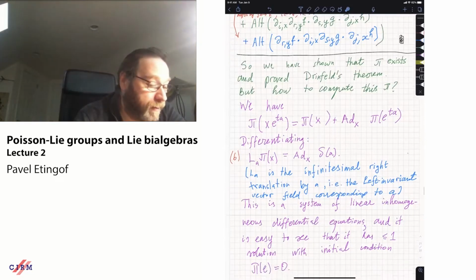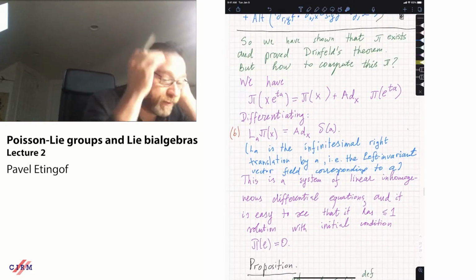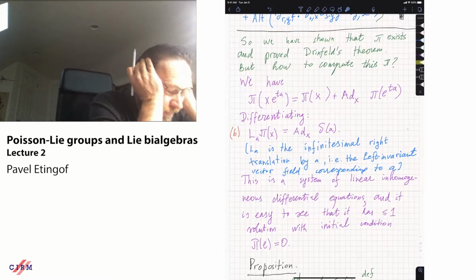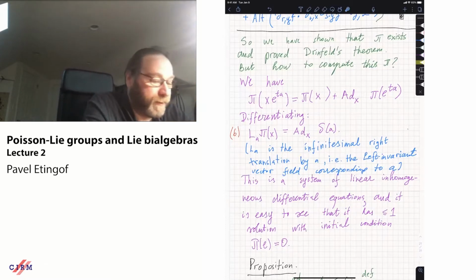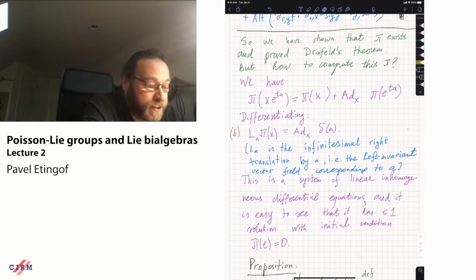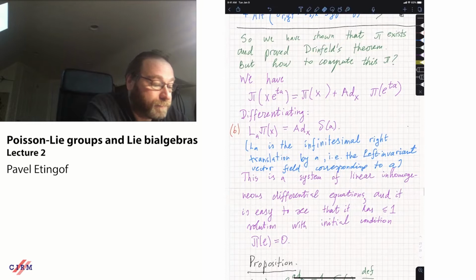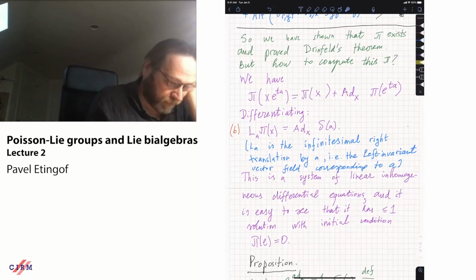So now we have shown that this pi exists, and so we proved Greenfields' theorem. But the question is how to compute pi. So to compute pi, we will write down the co-cycle condition: pi of xy equals pi of x plus adjoint of x times pi of y.